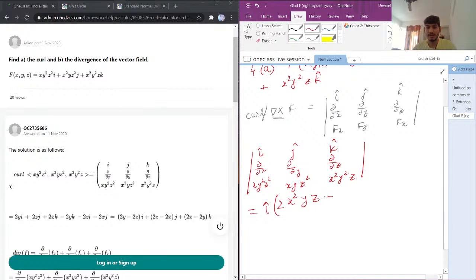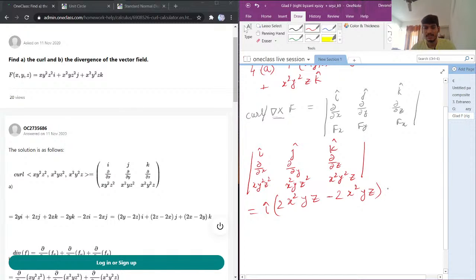Now as you remember, we'll write minus here and we'll multiply these two terms. So we need to differentiate x square y z square. I think I have missed one square term here. In f y we have x square also. So we'll just differentiate this part with respect to z. The differentiation of z square will be 2z, and x square and y will be constant. So 2 into x square, y and z.